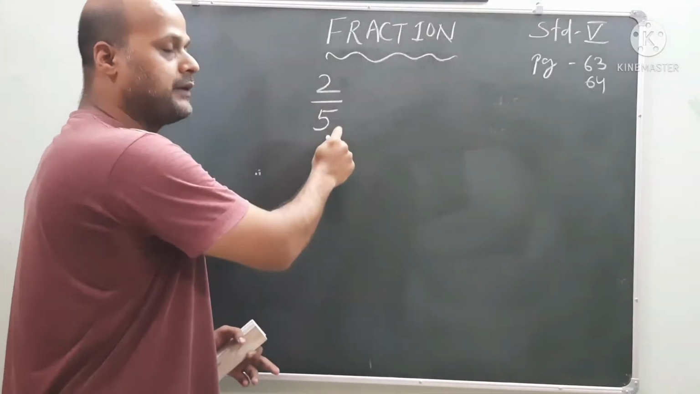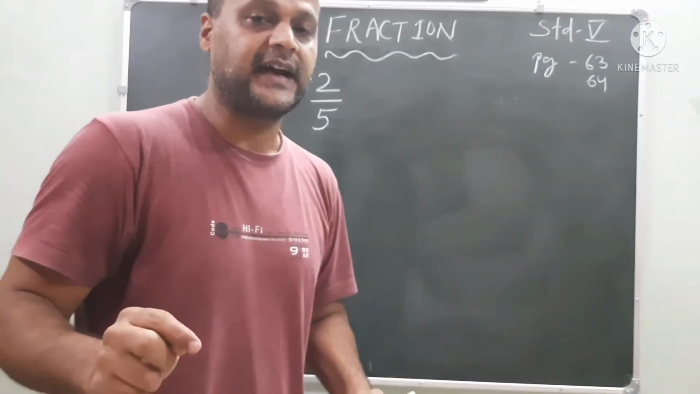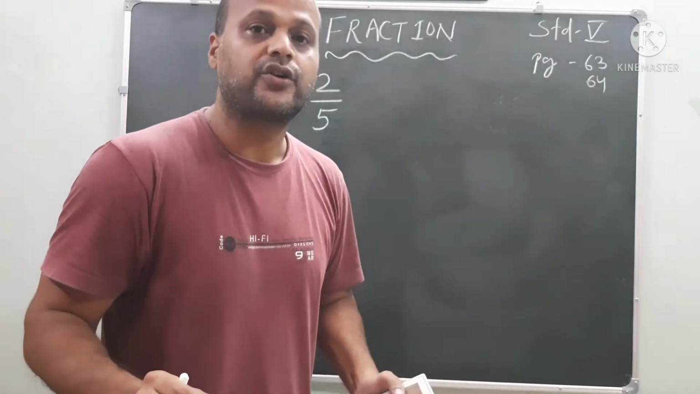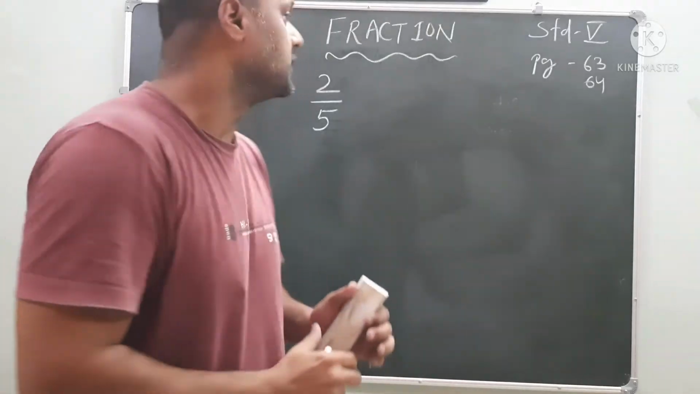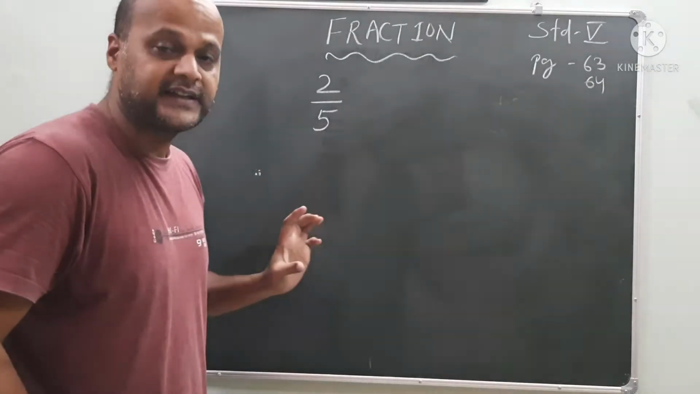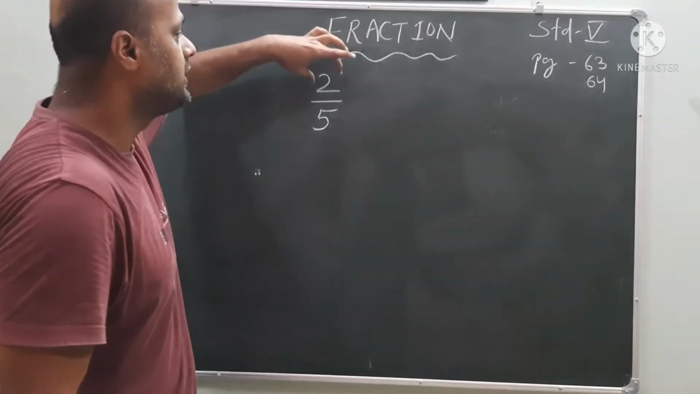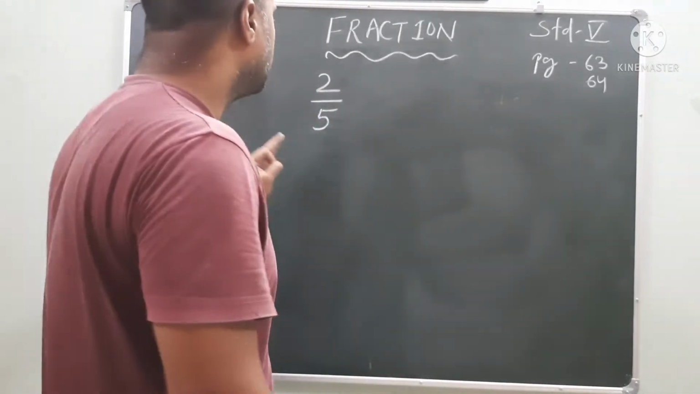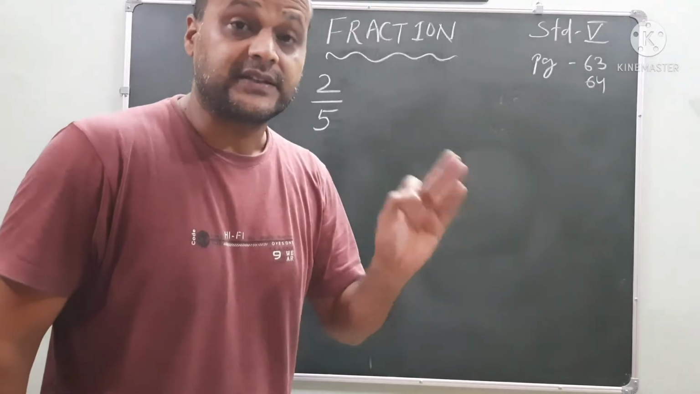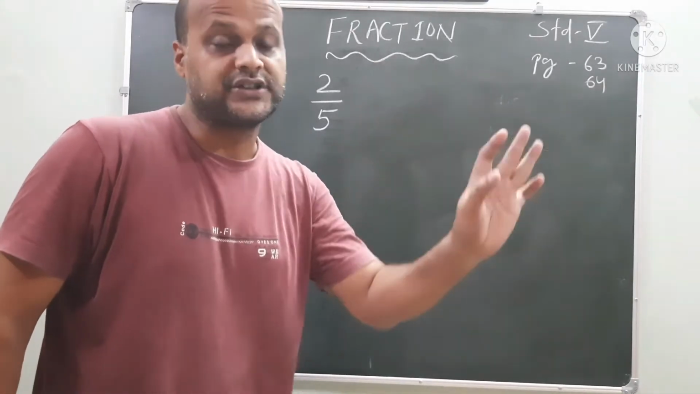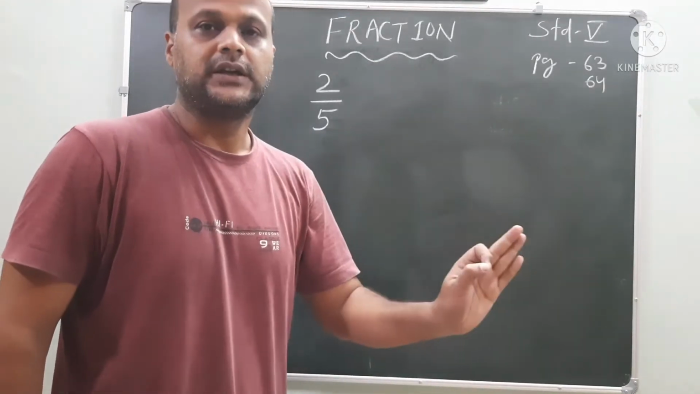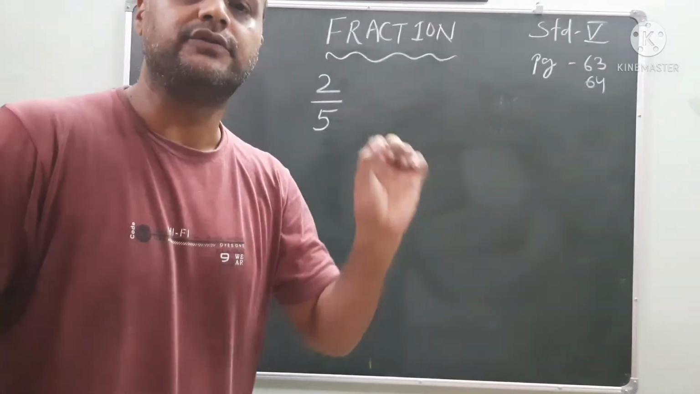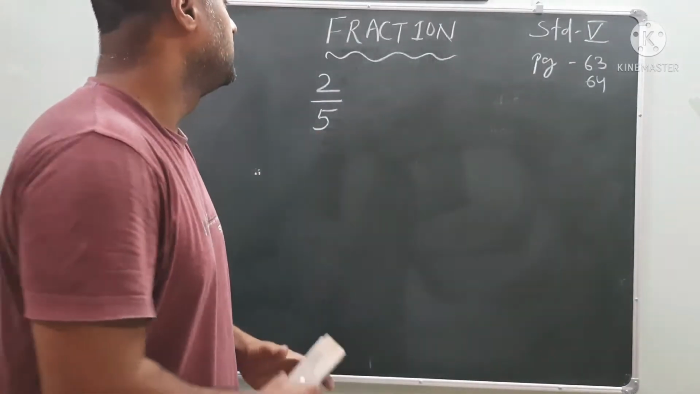2 and 5 are the two numbers. I can say that these two numbers are called whole numbers. So what is the fraction? Fraction is the division of two integers or whole numbers. In the positive case, if I am saying it is an integer, it is a positive one. So don't be confused. It is the division between two whole numbers.